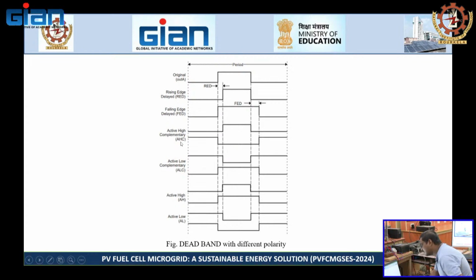So we then go to active high complementary. In active high complementary, you can see that when the switch is turned on, there is a turn-off position of the other. Before the switch is turned on, EPWM-B is turning off. So that means there will be no chance of short circuit in any case. So for inverter we use active high complementary. Similarly, as per requirement, you have to decide which deadband polarity you require.